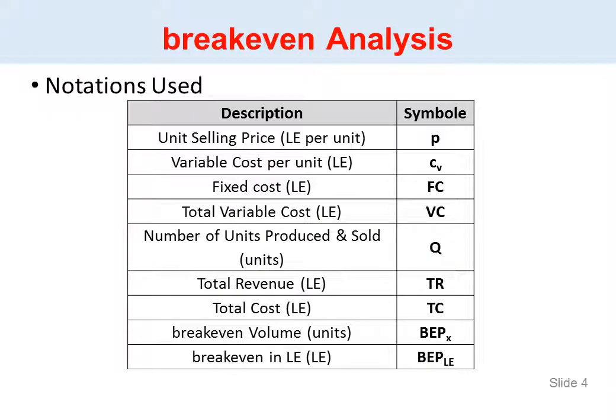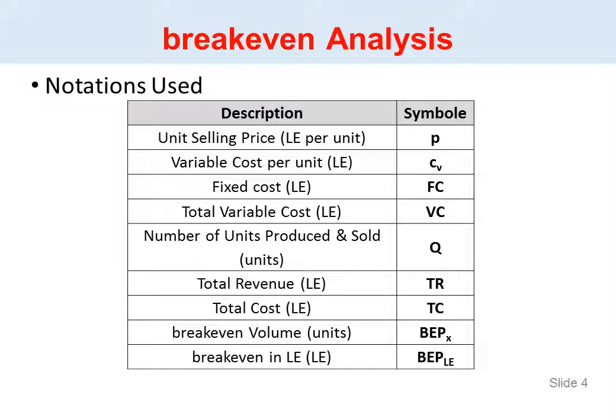The notation used for break-even analysis or the break-even chart, especially in the case of production, sales and revenues, uses these symbols. The unit selling price is small p, variable cost per unit is CV, fixed cost is FC, total variable cost is VC, and the number of units produced and sold is Q. Remember that we assume that what you produce is what you sell.